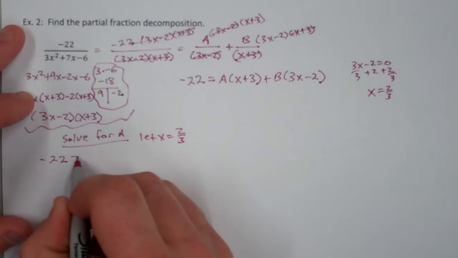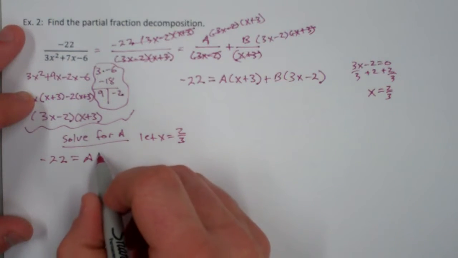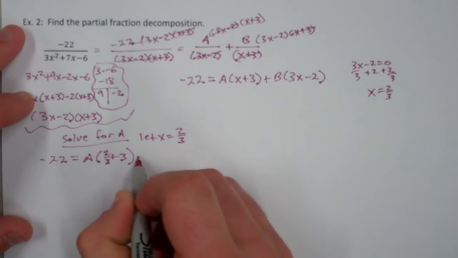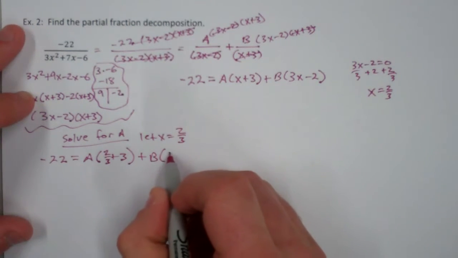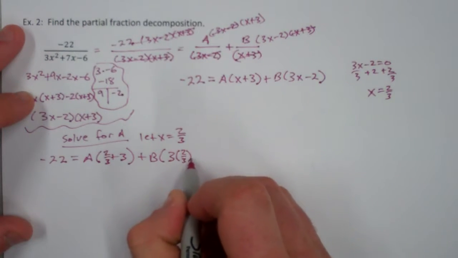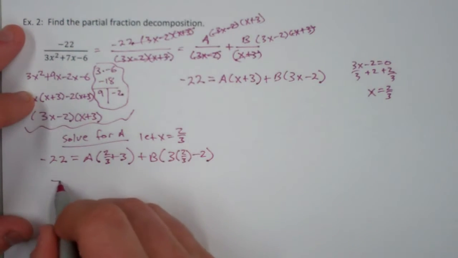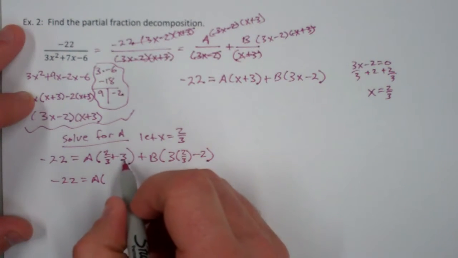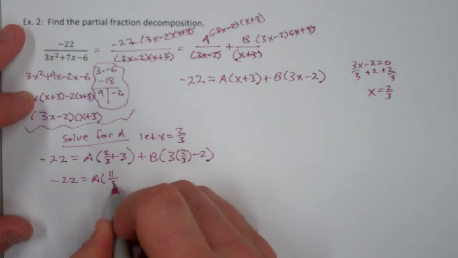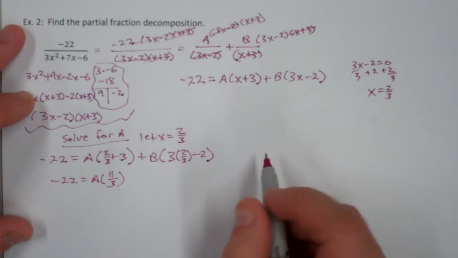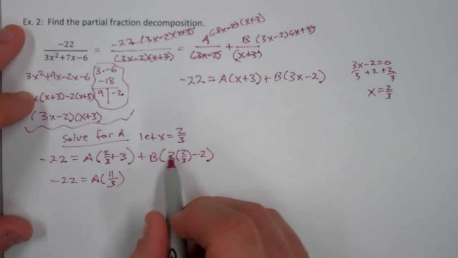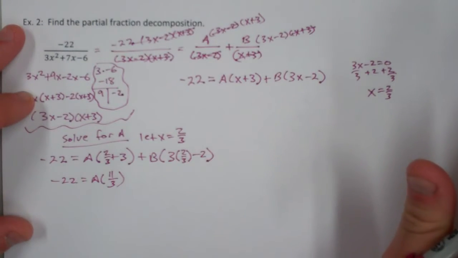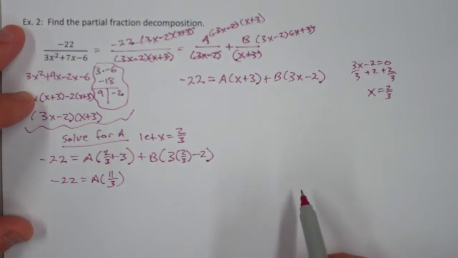We've got negative 22 is equal to A, and then in parentheses we're going to have 2/3 plus 3, plus B times 3 times 2/3 minus 2. Negative 22 will be A times, if I get a common denominator, 9 over 3 plus 2/3, so that should be 11/3, I think. And then this whole mess is going to work out to be just 0. 3 times 2/3 is 2, and 2 minus 2 is 0, so that whole term is gone. That was our goal in picking 2/3.